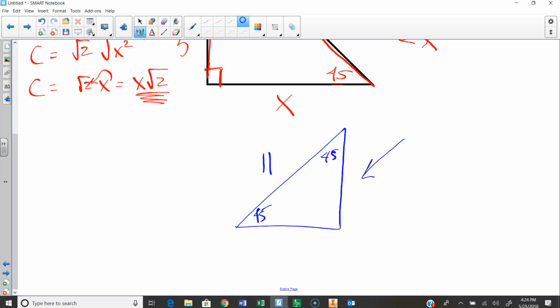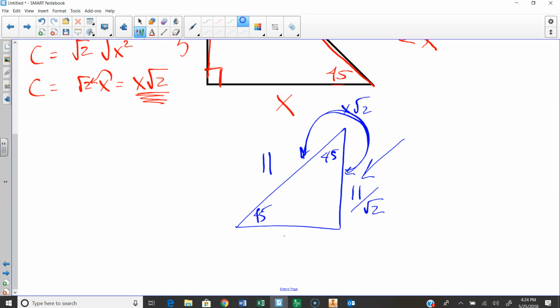What would one of the legs be? Well, I know if I go from the leg to the hypotenuse, I would multiply by the square root of 2. So if I'm going the other way, I'm going to do the opposite. I'm going to divide by the square root of 2. So this side here would be 11 over the square root of 2.